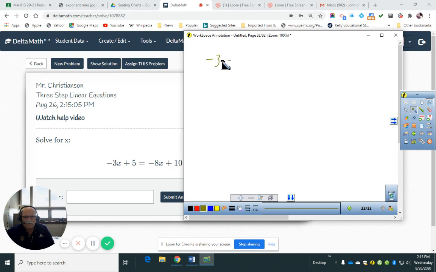So if I start with this one, negative 3x plus 5 equals negative 8x plus 10. So you're just going to get all the numbers, the constants, over here, and all your variables I'm going to put on the left side, and that's generally what I do. Sometimes I change it, but right now, that's what we're going to do. And don't get confused about some things. The first thing is we're subtracting 5, right? Subtracting 5. So we get negative 3x equals negative 8x plus 5.